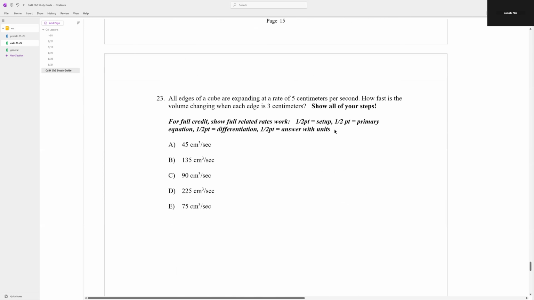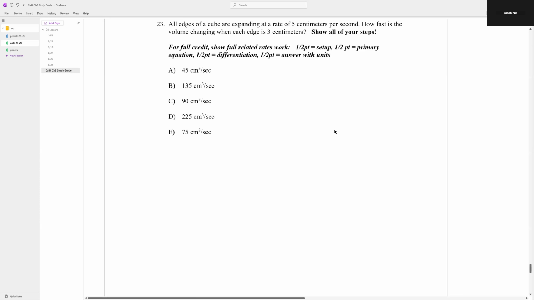Second to last one, right? All edges of a cube are expanding at a rate of 5 centimeters per second. So maybe let's draw a diagram. Right, we have a cube. And let's say that the side length of the cube is x.